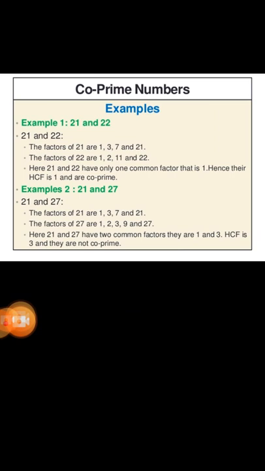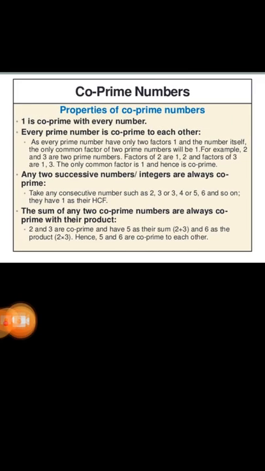For example, 21 and 22. If we find out the factors of 21 and 22, the factors of 21 are 1, 3, 7 and 21. The factors of 22 are 1, 2, 11 and 22. Here 21 and 22 have only one common factor, that is 1. Hence their HCF is 1 and they are co-prime numbers. Here we have another example of co-prime numbers.